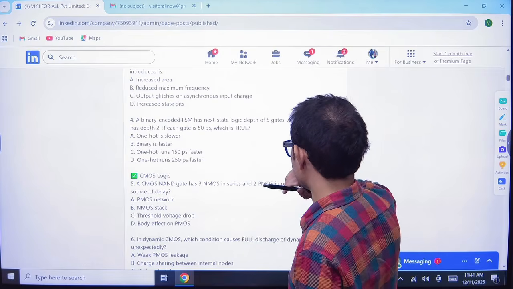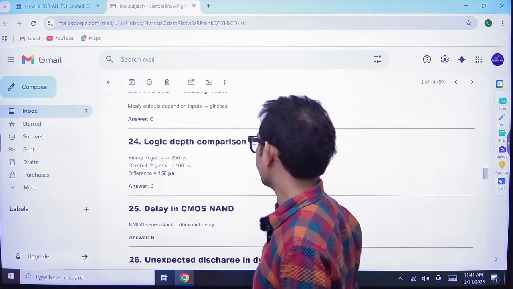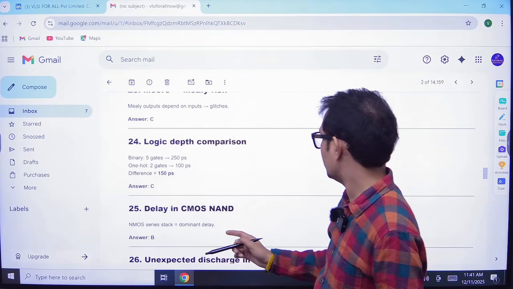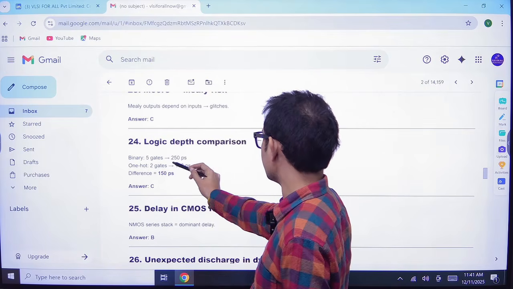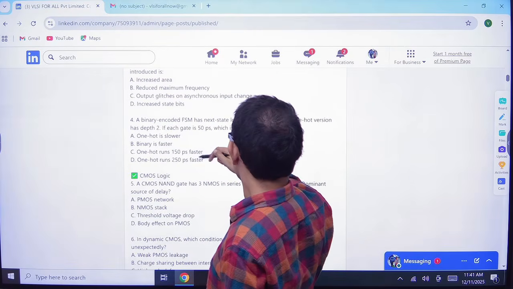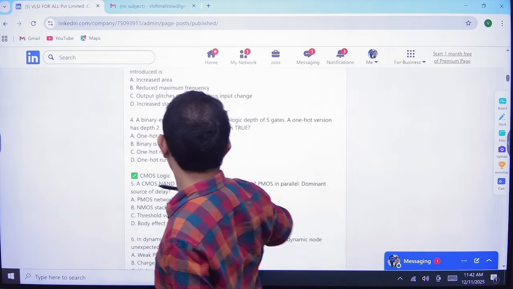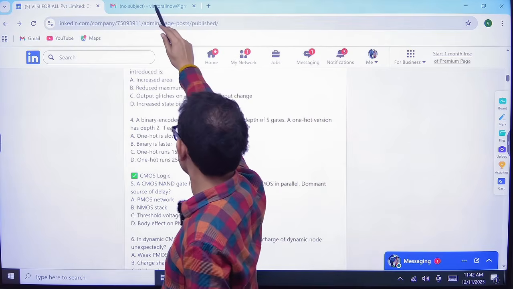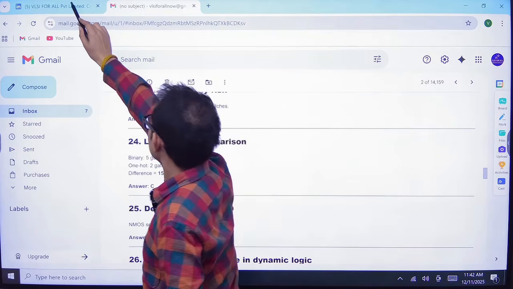So you just have to see the answer. It is D. Okay, for binary, we have the 5 stages, right? We have 5 stages for binary. So depth calculation is 5 into 50, which is 250. And for the one hot, we have two gates, so one hot has two depths. So multiply by 2 is 100. So the difference is 150 ps. So the answer is C.